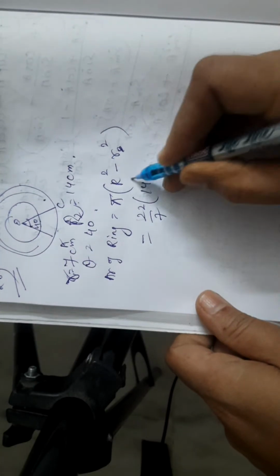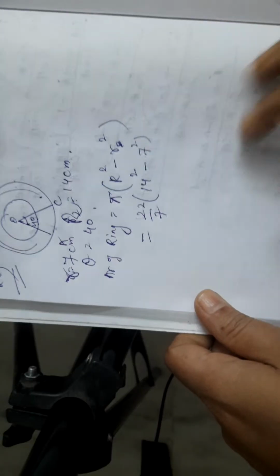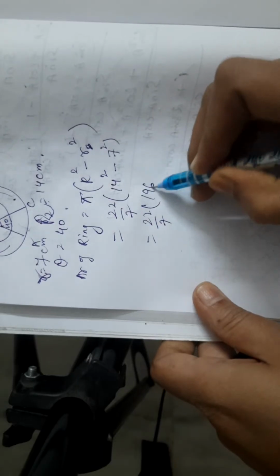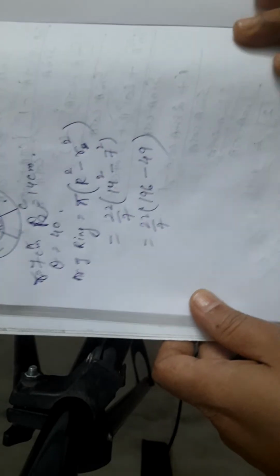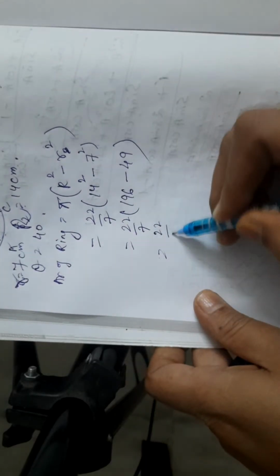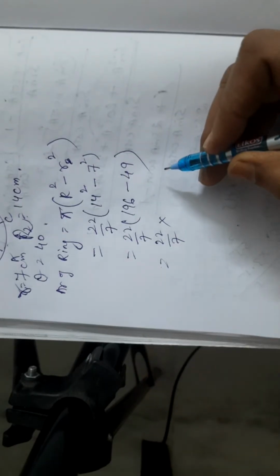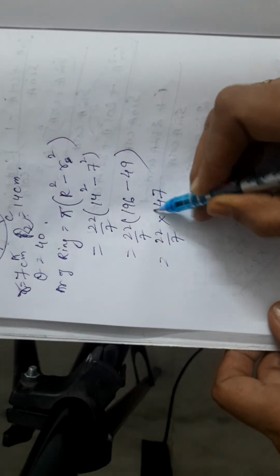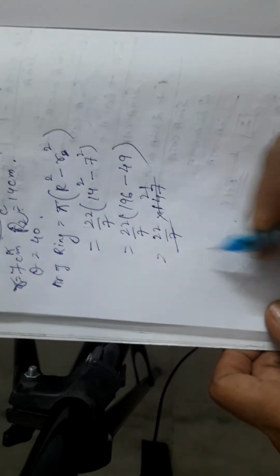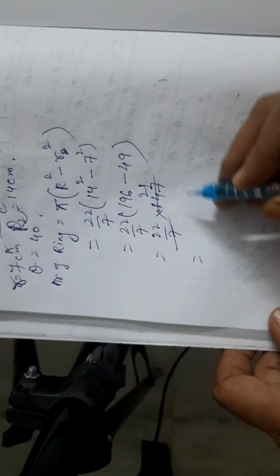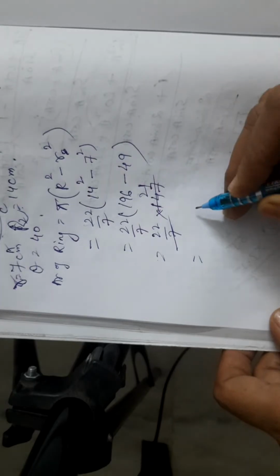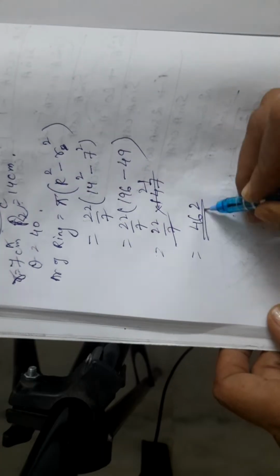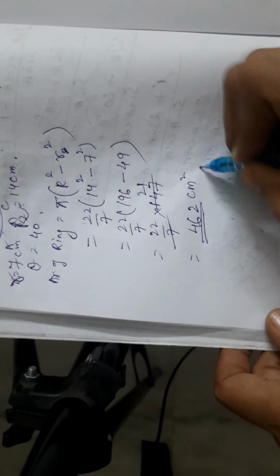Now the outer radius is 14, the inner radius is 7. So 22 by 7, 14 square is 196, 7 square is 49. We'll subtract them. So it's 22 multiplied by 21. 21 2s are 42, 4 carry, 42 plus 2, 46. So it's 462 centimeter square.